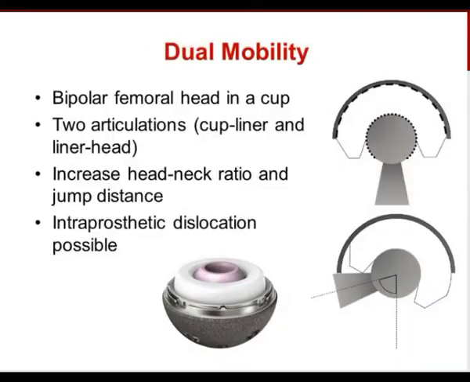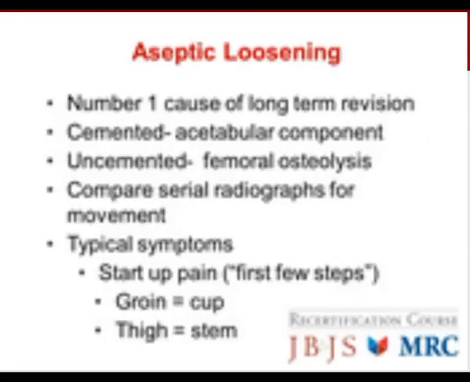Dual mobility femoral heads have received increasing attention and popularity in the past few years. This essentially involves placing a bipolar femoral head into an acetabular cup, which is essentially an unconstrained tripolar articulation. This does introduce increased numbers of articulations, which is always a concern. There's also the concern for intraprosthetic dislocation, where the inner femoral head dislocates from the outer femoral head. The benefits of this construct include increased head-neck ratio, increased femoral head diameter, and improved jump distance.